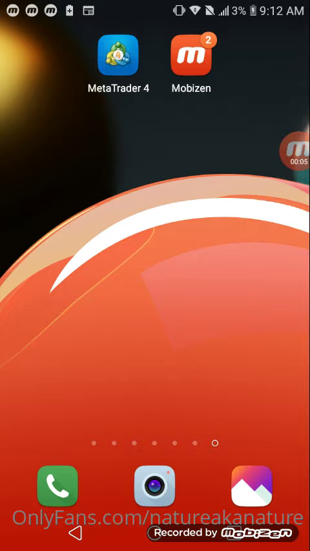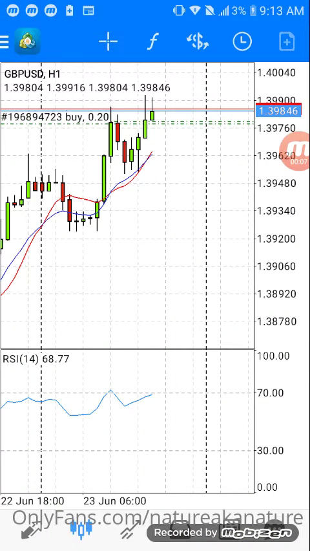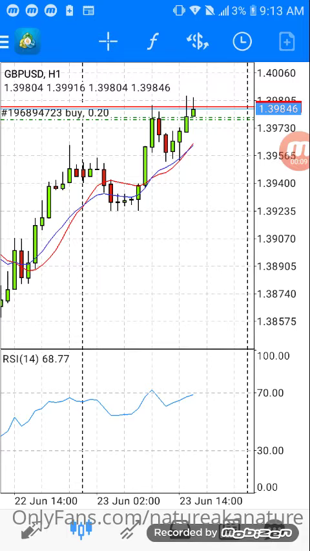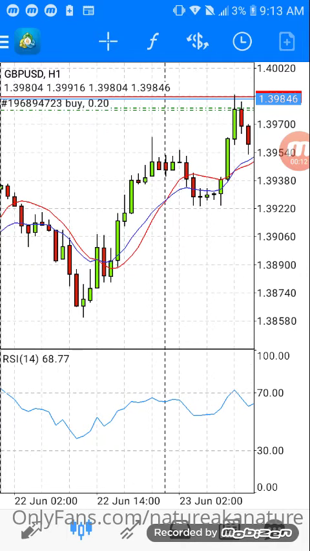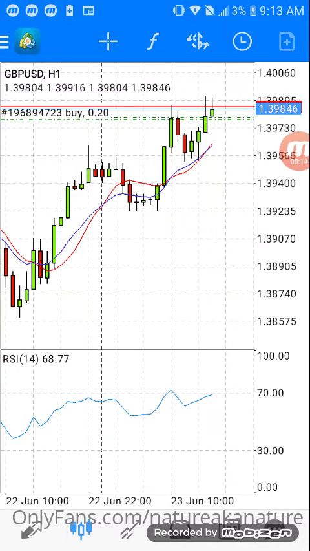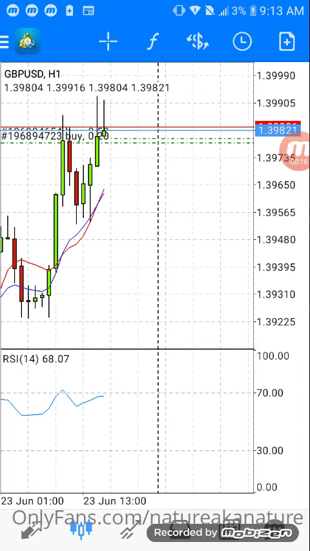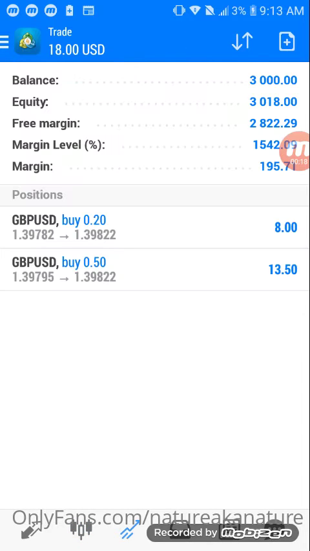Alright, so let's check up on this trade. On this part 3 on how to trade in the demo, how to use all the indicators, we already went over RSI. Alright, so let's see what happened as far as this trade is concerned.